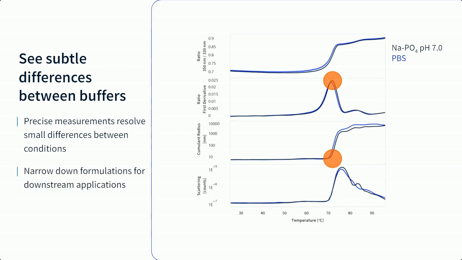So as I mentioned before, these differences are small, but they still indicate which conditions are more likely to contribute to an optimal buffer formulation, depending on your downstream applications.